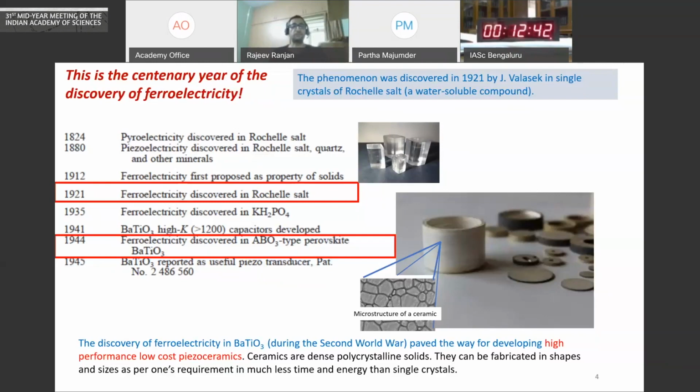One can make low cost piezo ceramics, because ceramics are easy to fabricate in wide-ranging shapes and sizes as per our convenience.